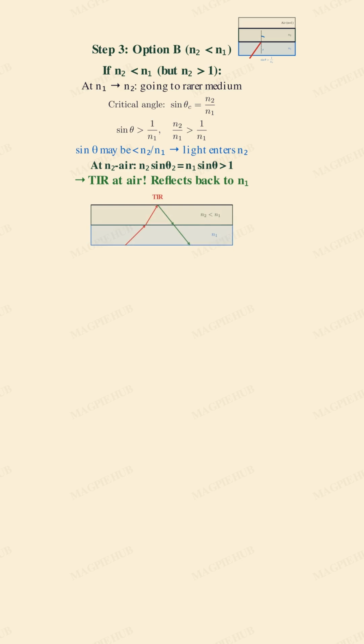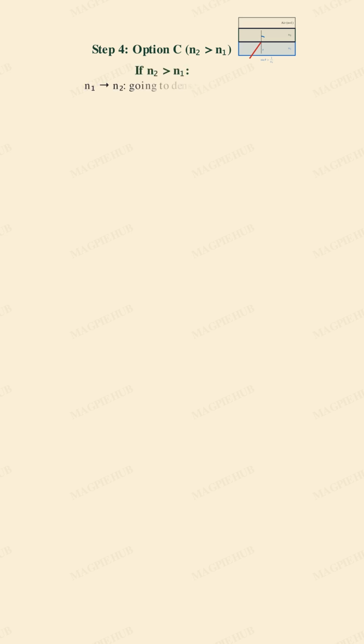Step 3, option B, where N2 is less than N1 but greater than 1. At the N1 to N2 interface, the critical angle has sin equal to N2 over N1. Since N2 is greater than 1, the critical angle sin N2 over N1 is greater than 1 over N1. Since sin theta is only slightly greater than 1 over N1, it is less than N2 over N1. So the light enters N2. But at the N2 to air boundary, by Snell's law, N2 sin theta 2 equals N1 sin theta, which is greater than 1. So total internal reflection occurs, and the light reflects back into N1. Option B is correct.